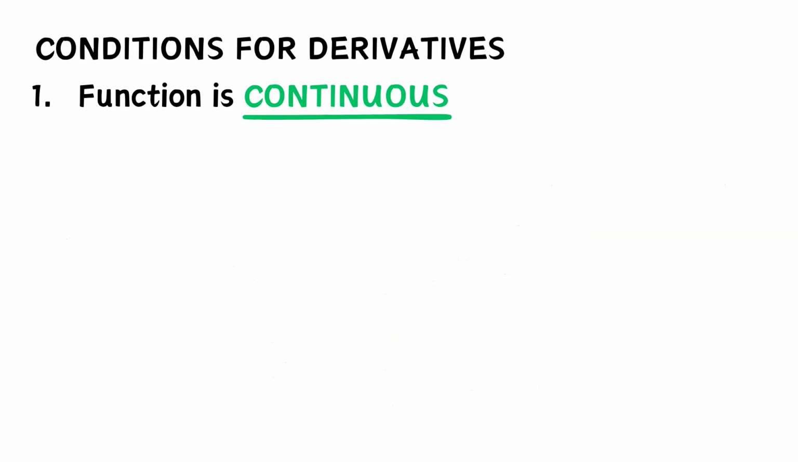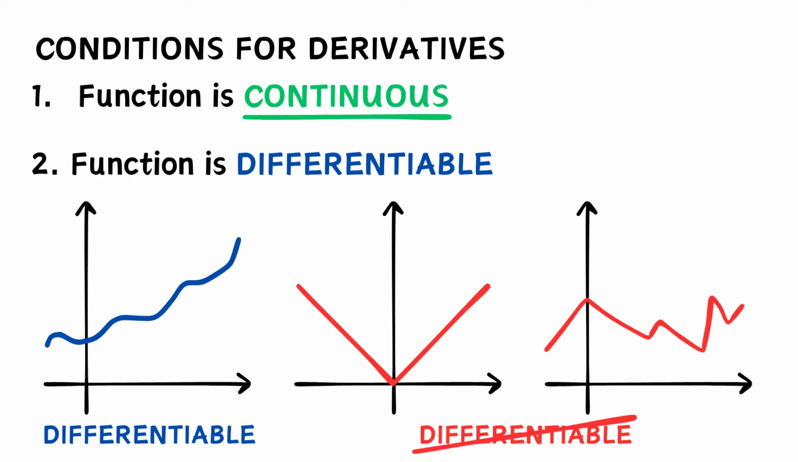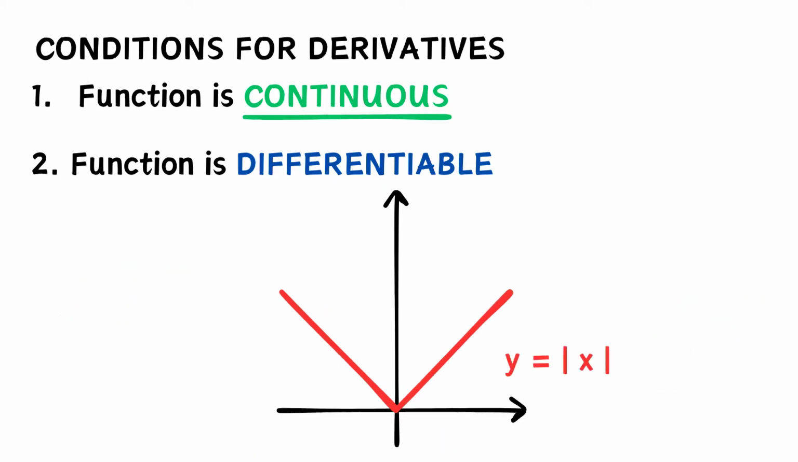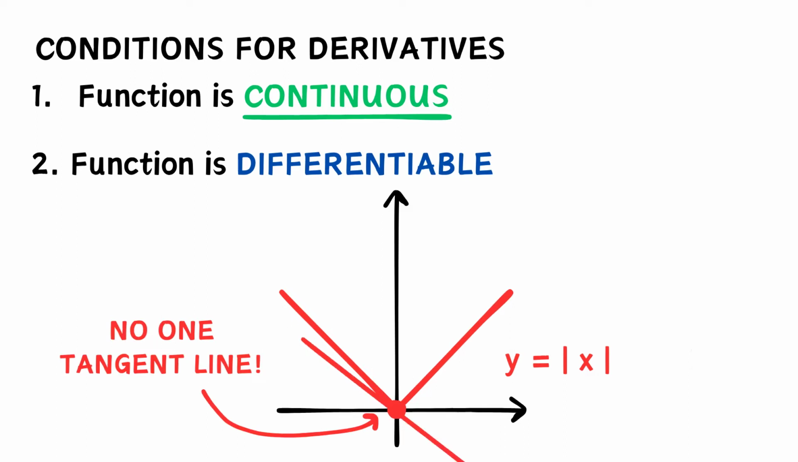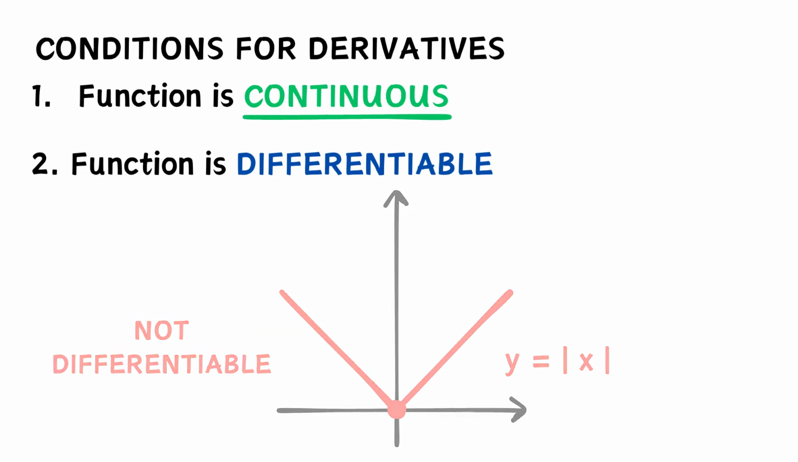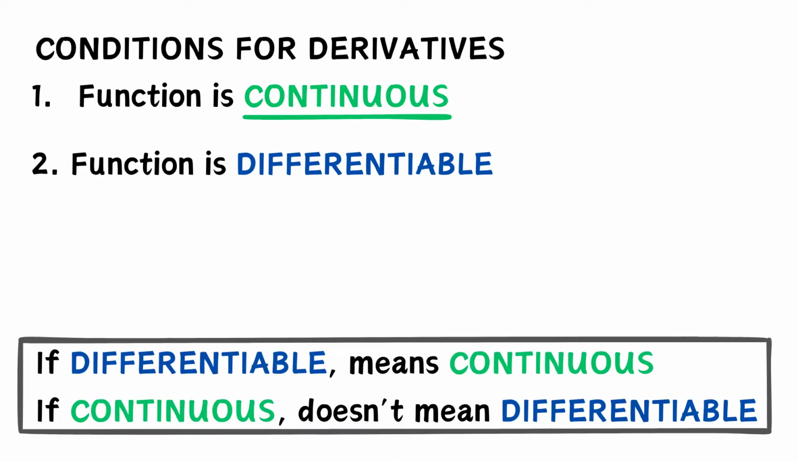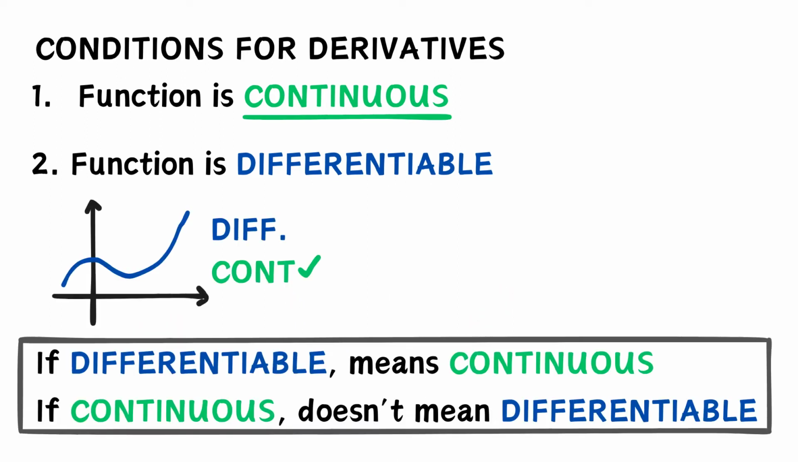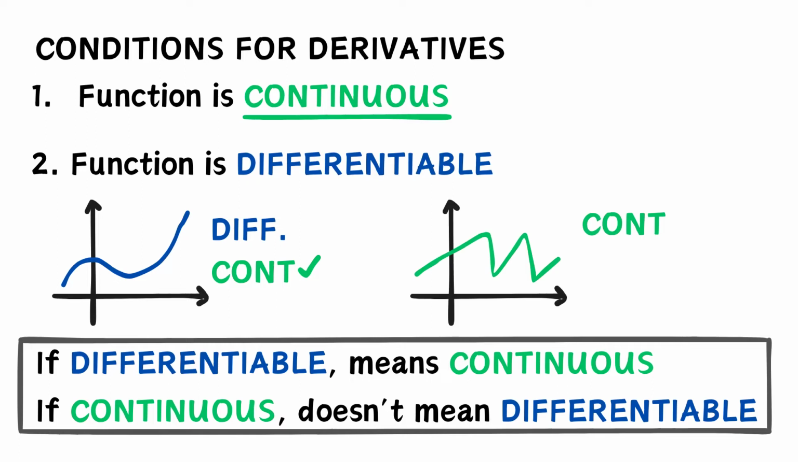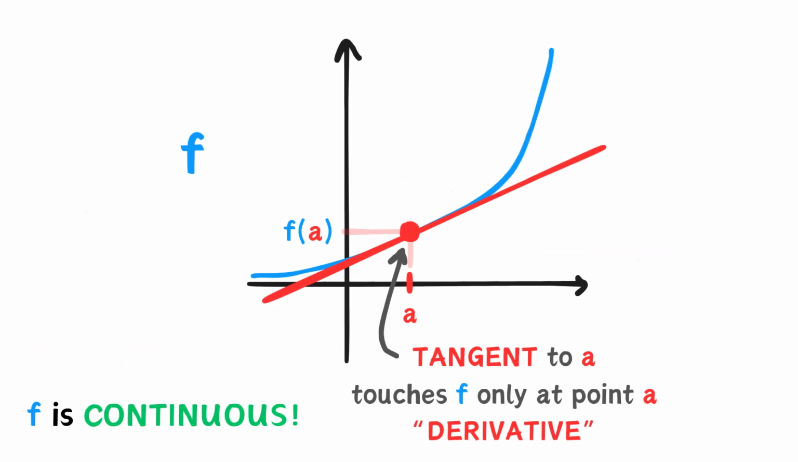Now, the function must also be differentiable. This means the function is smooth, not just connected. Consider the absolute value of x. Even though the function is continuous, at 0, there are infinite tangent lines. This is because there's a sharp corner on this graph. A good relationship to know is that if a function is differentiable, it will always be continuous. But just because a function is continuous doesn't mean it's differentiable. Keep this in mind as we're finding derivatives.